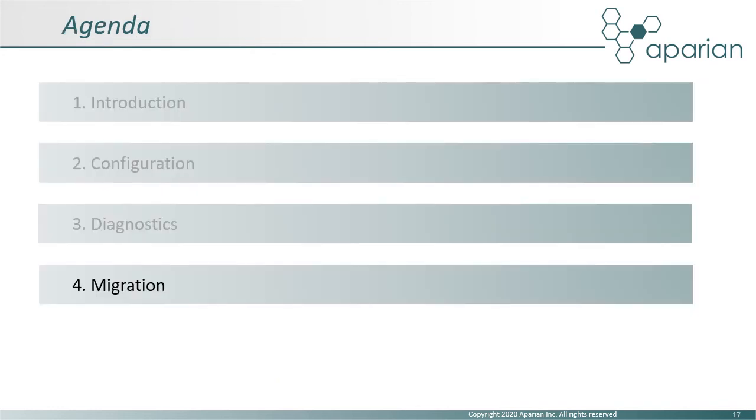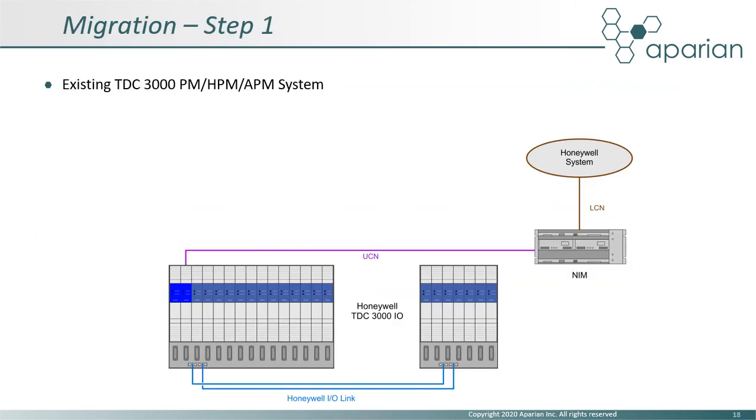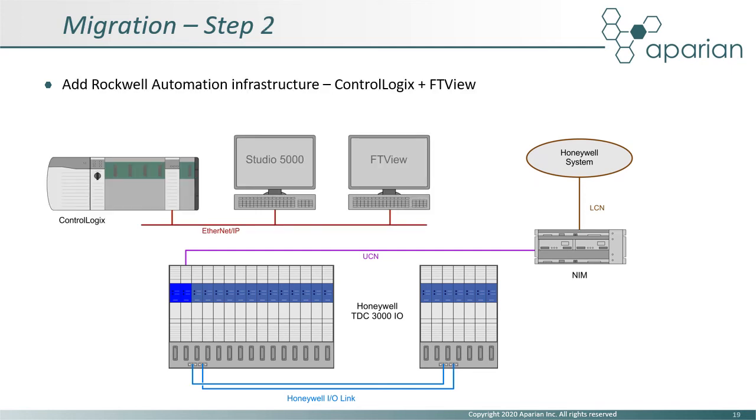And finally, we look at a typical migration example. We start off with a simplified TDC 3000 system with multiple IOPs located across 2 files or racks controlled by a process manager. The next step is to add the Rockwell Automation infrastructure, including Logix, Studio 5000, and FactoryTalk View and Historian. So far, the TDC 3000 system is unaffected.